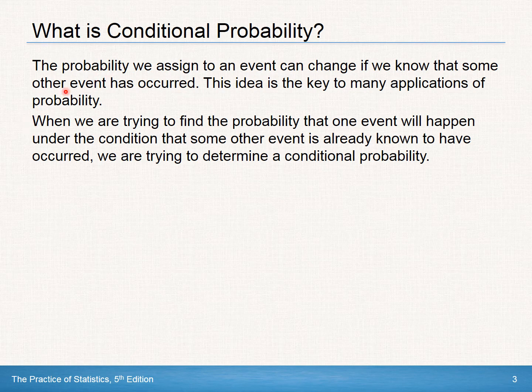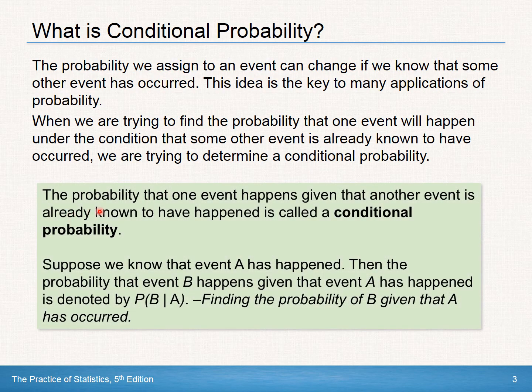Okay, so conditional probability means you're already given a specific condition, so you're ruling out a bunch of possibilities. When we're trying to find the probability that one event will happen under the condition that some event is already known, we determine this is a conditional probability. We put a condition on it. We're only looking at males. We're only looking at females. So the probability that one event happens given that another event is already known to have happened is conditional probability.